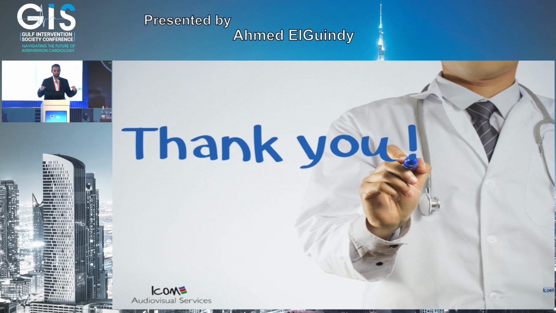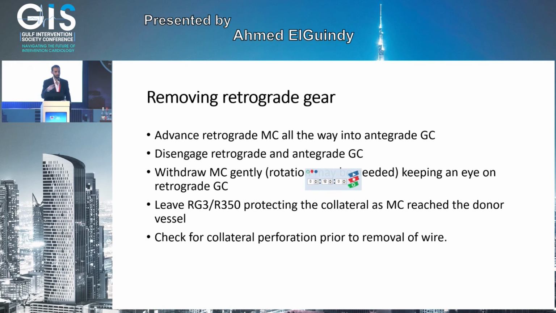Then you disengage both guide catheters because they're interdependent. If you start pulling on the microcatheter, your retrograde guide will simply dissect. If you're working in the right coronary artery, you can dissect the left main. So you want to disengage both guide catheters, remove your retrograde microcatheter gently, and leave some of the externalized wire hanging within the collateral because you want to do a check injection from the antegrade side. Make sure that you have not perforated the collateral you're using. And once you're happy, you can remove the entire system together.